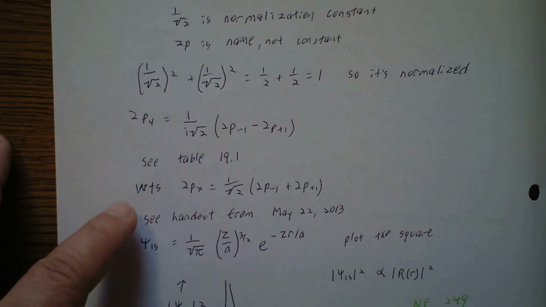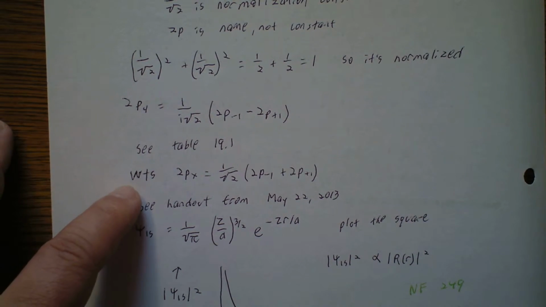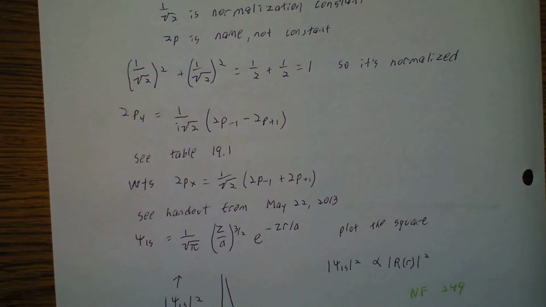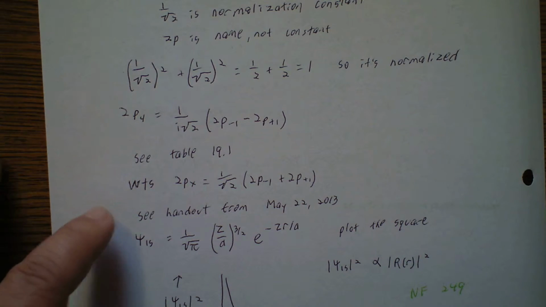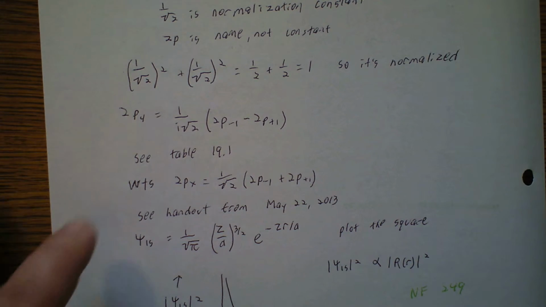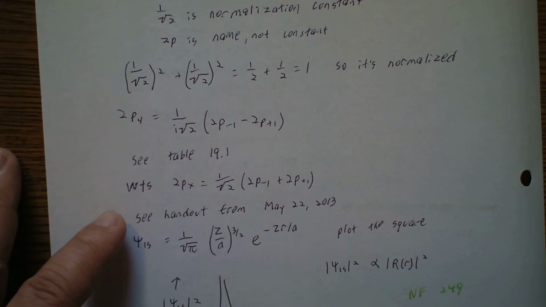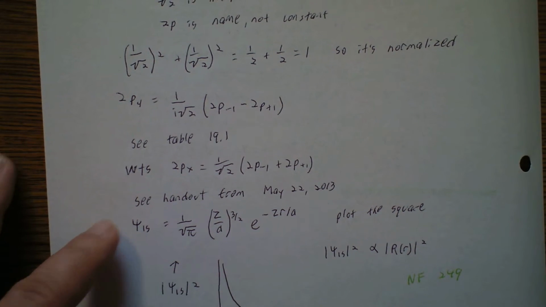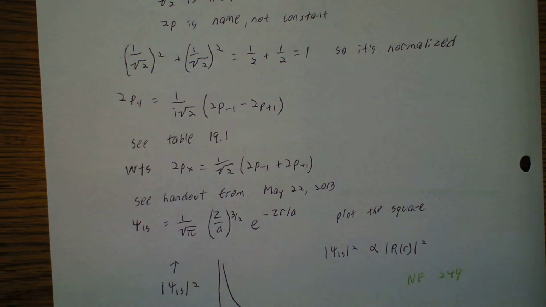See table 19.1. Now we want to show, WTS stands for want to show, that 2px is equal to 1 over the square root of 2 times 2p minus 1 plus 2p plus 1. Okay, then see the handout from May 22nd.